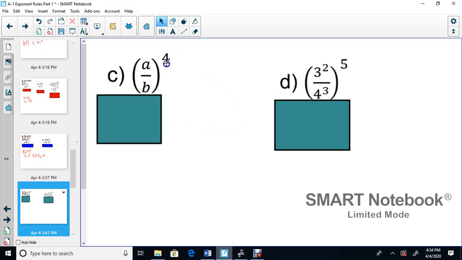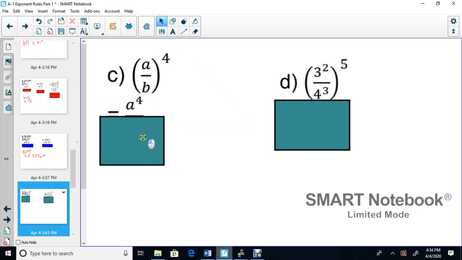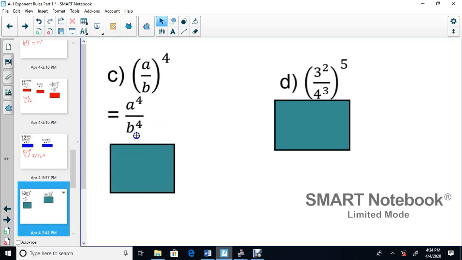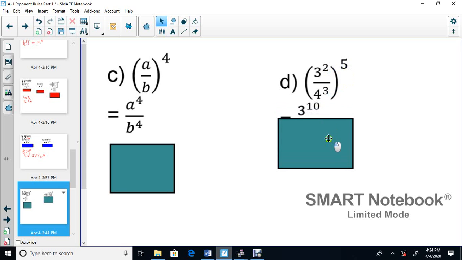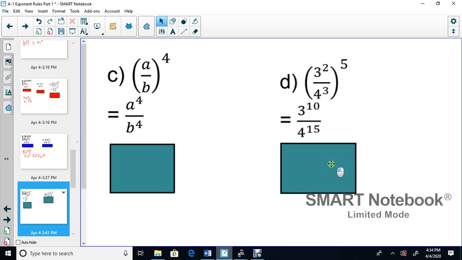What happens here? So in this case, the exponent goes to the top and the bottom. So here it's like a to the power of 4, and on the bottom is b to the power of 4. Okay, here 2 times 5. So the 5 goes both to the top and to the bottom. So it's 2 times 5 is 10. 5 times 3 is 15. So on the top, 3 to the power of 10. And on the bottom, 4 to the power of 15. You keep the bases.